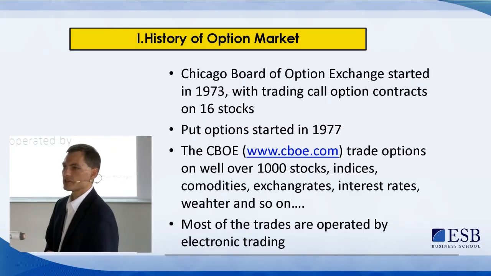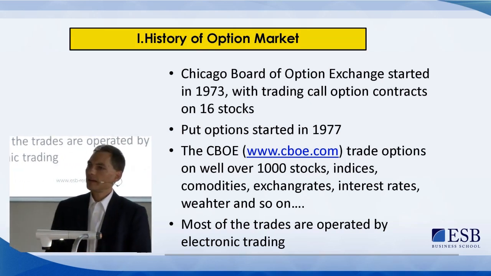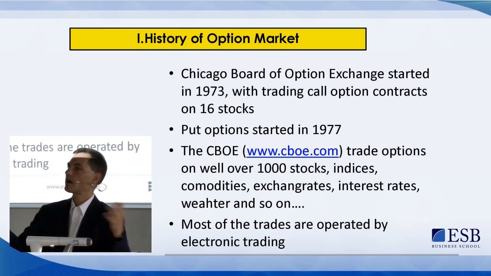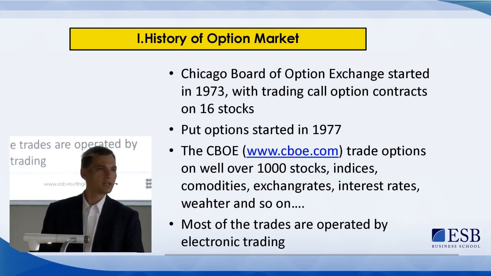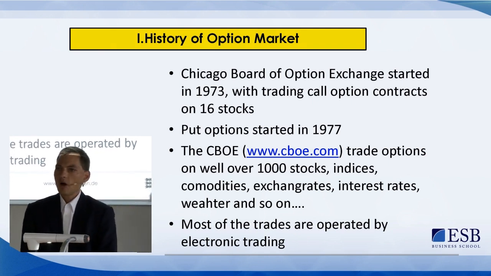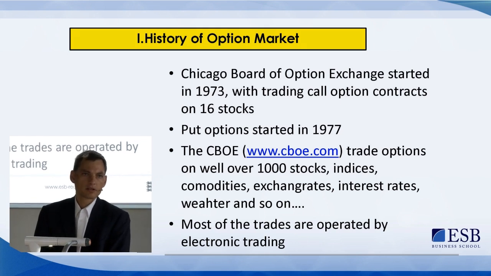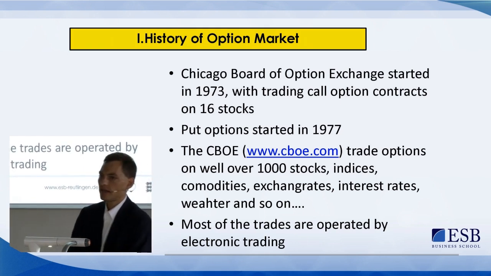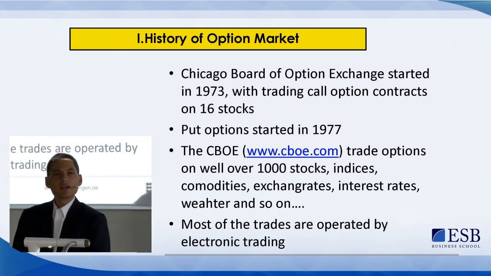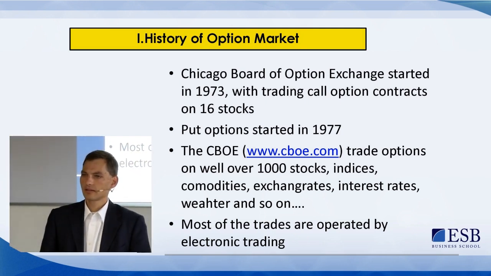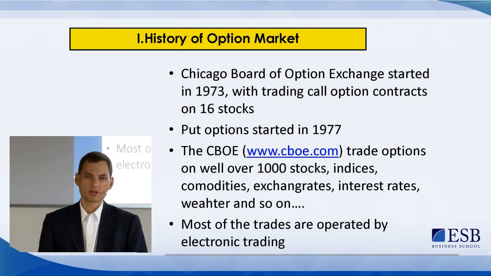Well, the first options, you will see that is a very recent development. So it's not an old market like the stock market, which exists since more than 100 years or so. The first options were traded in Chicago at the Chicago Board of Option Exchange. Yeah, and it all started in the 1970s. And in the beginning, they just traded what we call call options. I explain this in a minute, what a call option is.